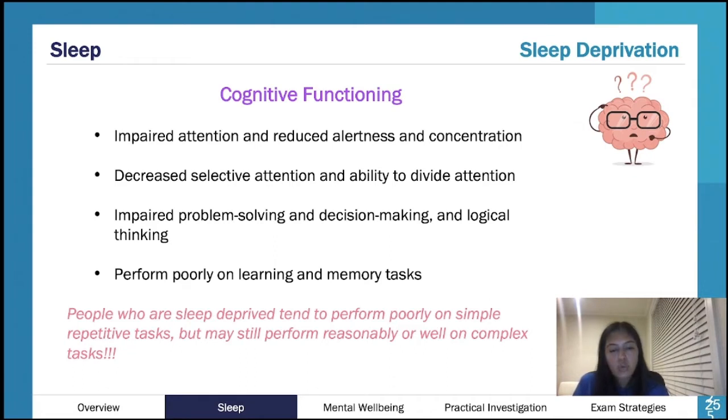Something to be aware of, a bit more of an FYI, is something you don't generally think of. Intuitively, you think it would be the other way around, that people who are sleep deprived tend to do quite well on simple repetitive tasks. Sorry, no, that's the wrong thing. See, I still get confused about it. They do quite poorly on the simple repetitive tasks, but they do relatively well on complex tasks.